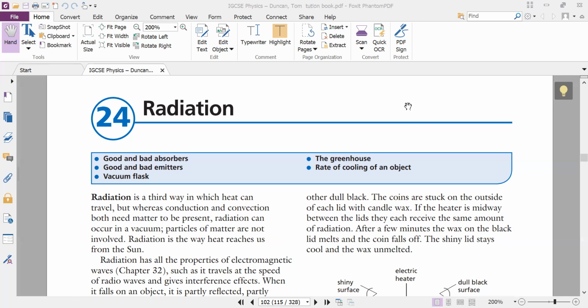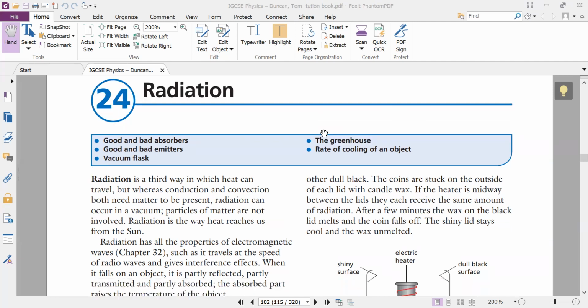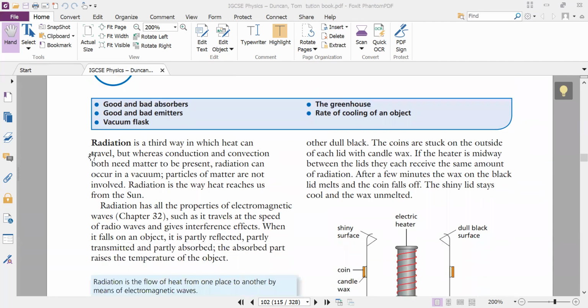In radiation, no contact is required, unlike conduction and convection, where physical particles are required. So in radiation, no physical connection is required. This is the important thing. And what is radiation itself? Radiation is a method in which we transfer heat. We will study the differences in this topic. Right, the first thing to start from here: radiation.